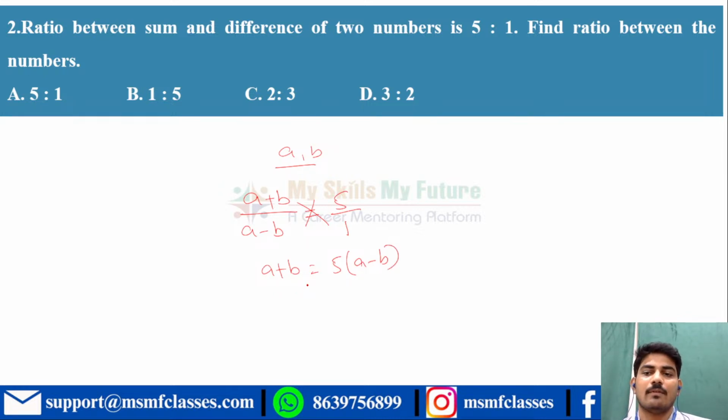After that, what will I get? It will be a plus b equals 5a minus 5b. If I rearrange the terms present here, it will look like 4a equals 6b, and a by b equals 3/2. So the ratio of the two numbers is 3:2, which is presented in option 4. I hope you are clear with this point. This is also a very easy question under the ratios and proportions topic. Let's move to the next question.